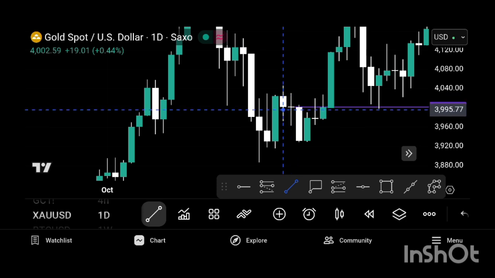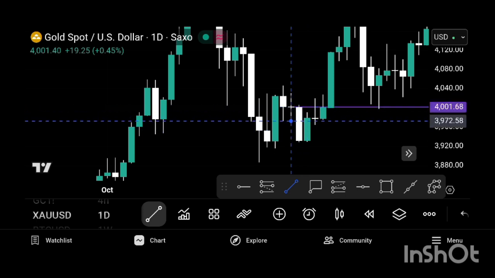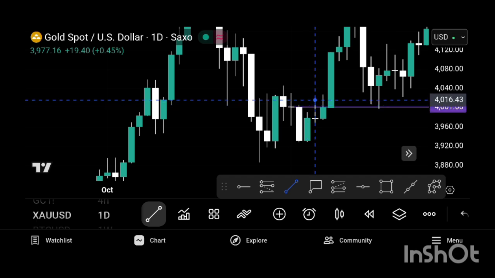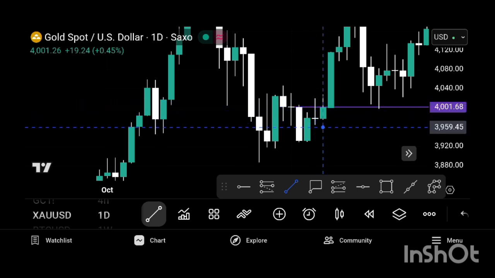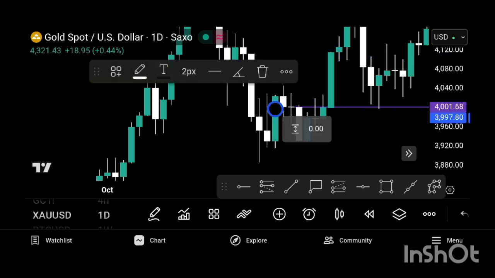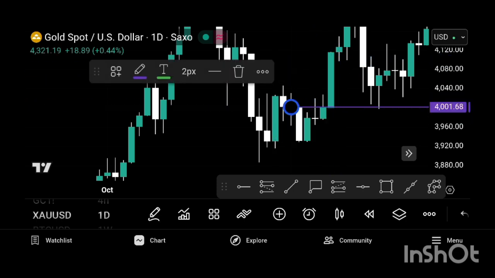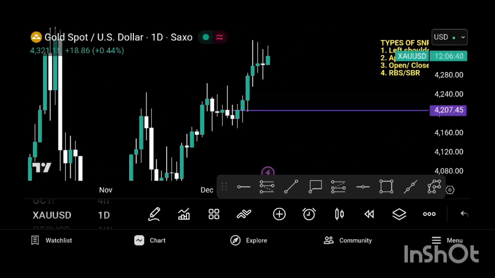You can see the space between where this candle closed and this candle opened is an open and close resistance. That's why you see that price came there and it reacted from there shortly before price broke and went up. So that is how to identify open and close support and resistance on your chart. Hope everyone is following. All right.